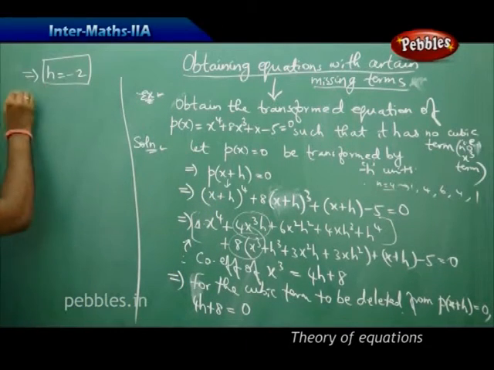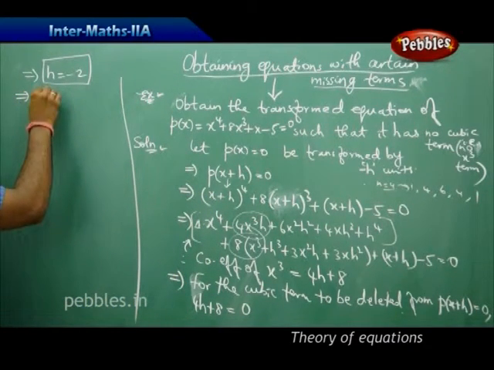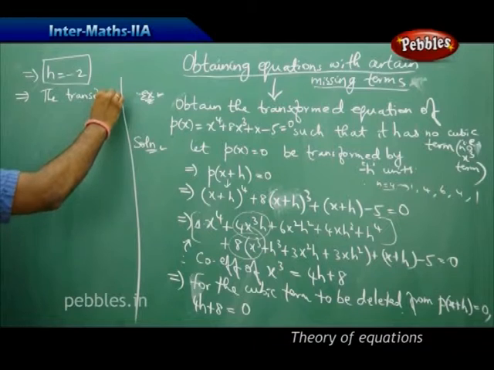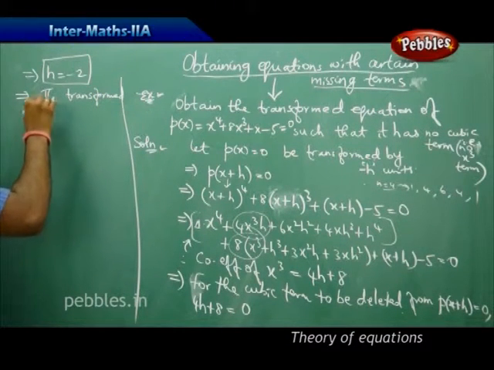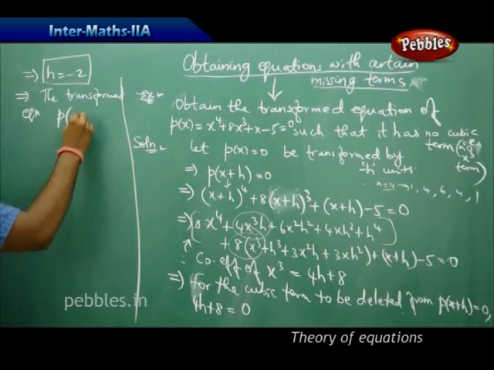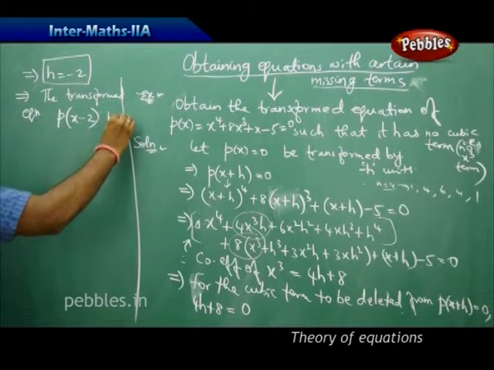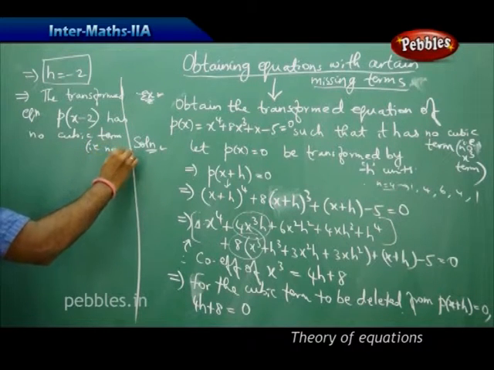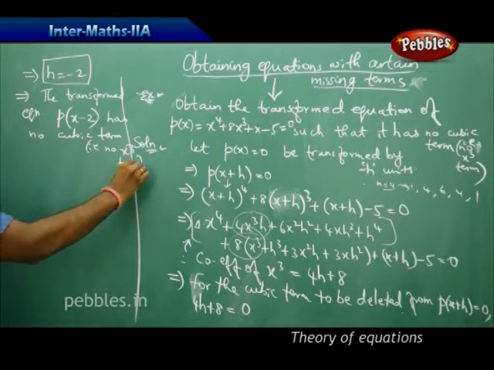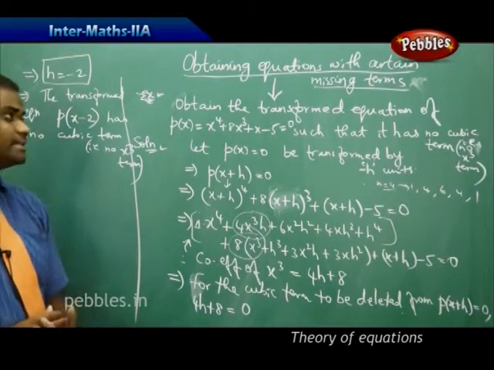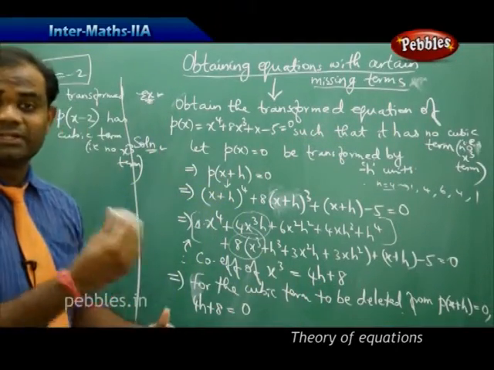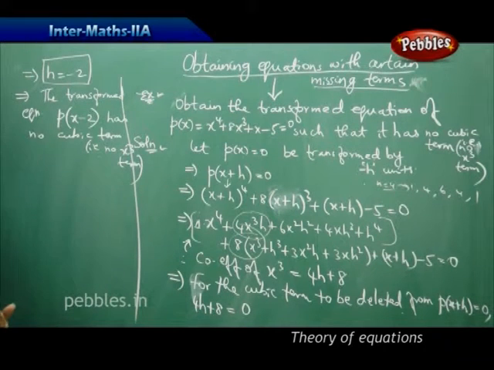Therefore, that implies the transformed equation p of x plus h, that is p of x minus 2, has no cubic term, that is, no x cube term. So this is how we understand deleting or obtaining equations with certain missing terms, or deleting the terms as we desire. In this case, the x cube term is deleted.